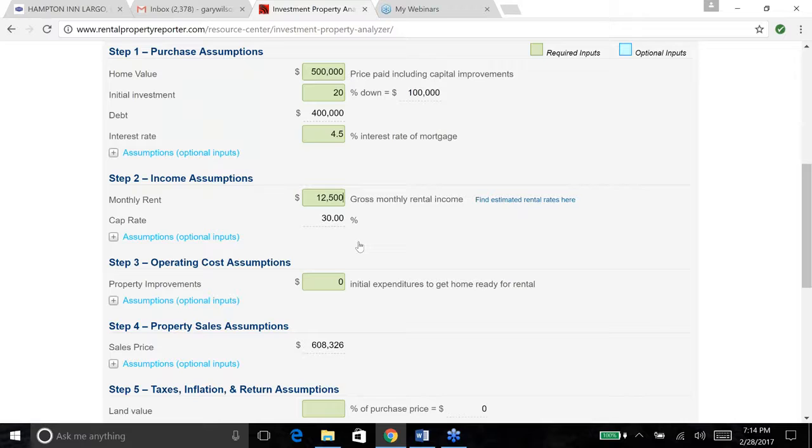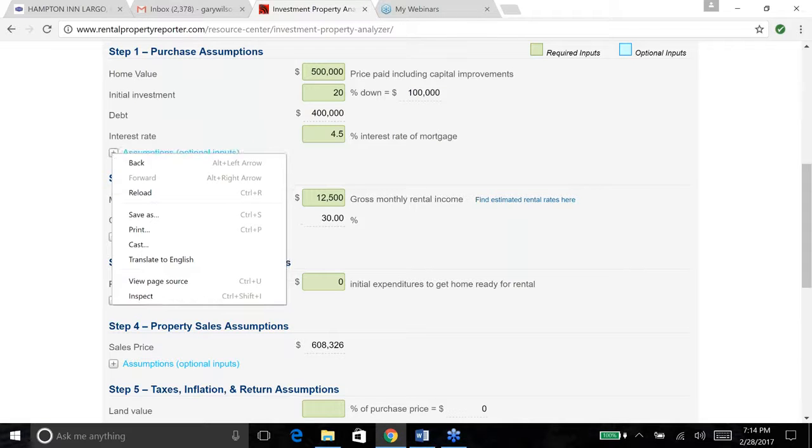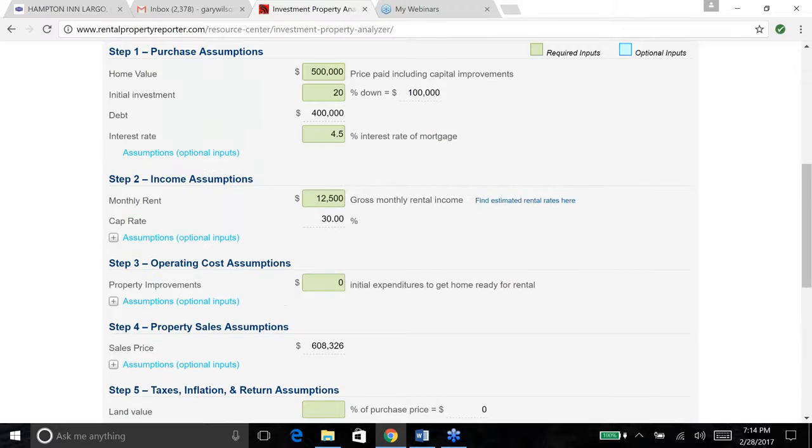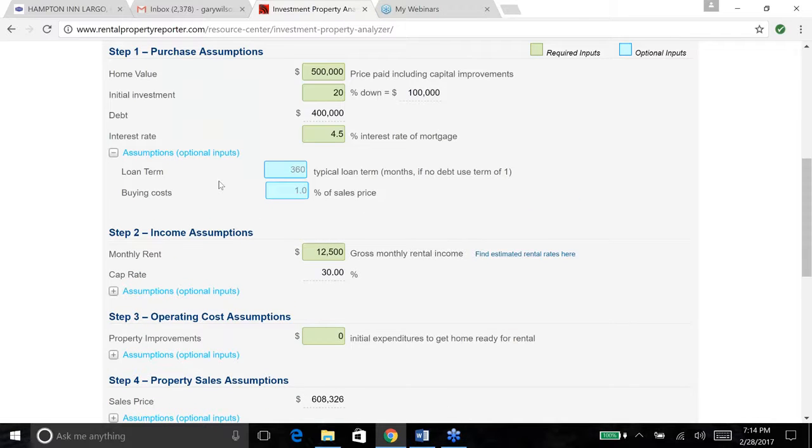We'll fill in the gaps here as we go along. There are some assumptions here along the way, but let's go ahead and click on the assumptions in each box before we jump too far forward. That's supposed to expand that. There we go. I'm going to assume a loan term of 240 months. We're going to assume buying costs, which is like the expense of the transaction. Let's just keep that at 1%.